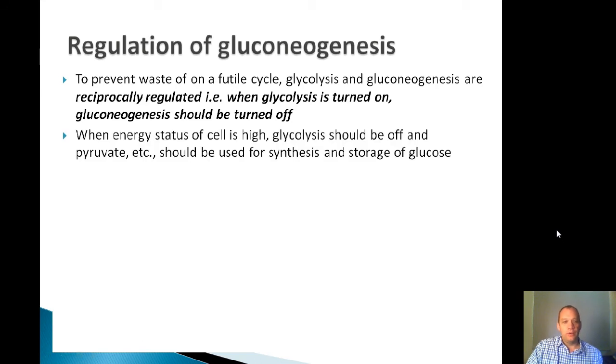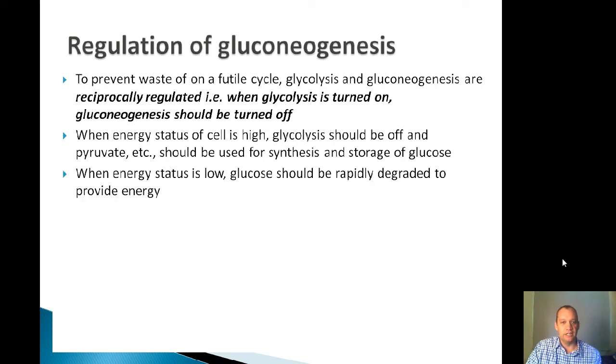So the way that this works is that when the energy status of the cell is high, glycolysis should be off, and pyruvate, etc. should be used for the synthesis and storage of glucose, because the cell already has a large amount of energy available. And of course, conversely, if the cell has a low energy status, glucose should actually be degraded to provide energy, and it shouldn't be built up to store.